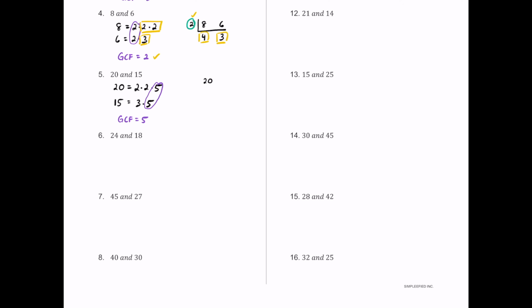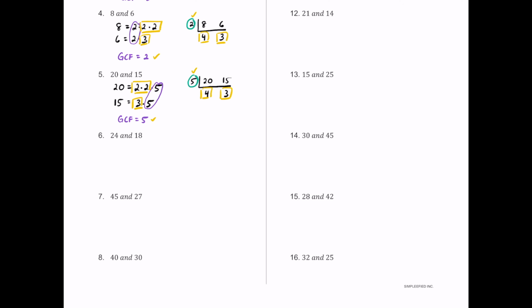Now, if we go ahead and use the ladder method for 20 and 15, if you know your divisibility rules, you know 5 is the only thing that can go into both, and 5 times 4 is 20, and 5 times 3 is 15. So this 5 on the side does match the GCF that we got earlier, so that works, okay? This 2 and 2 on the side matches, and this 3 matches.